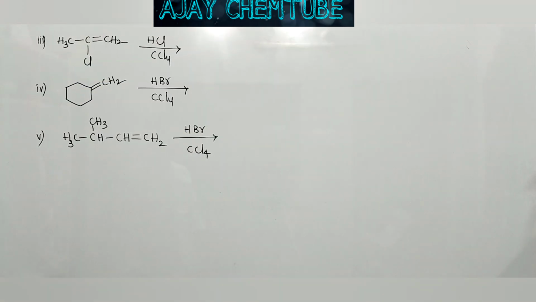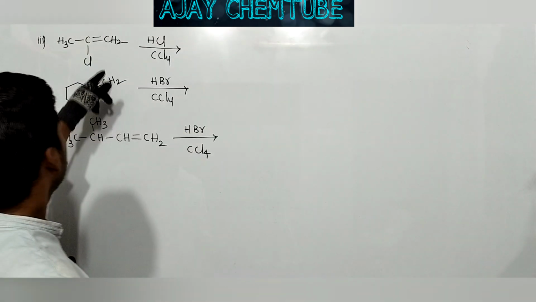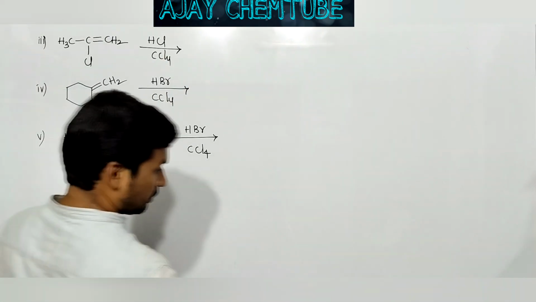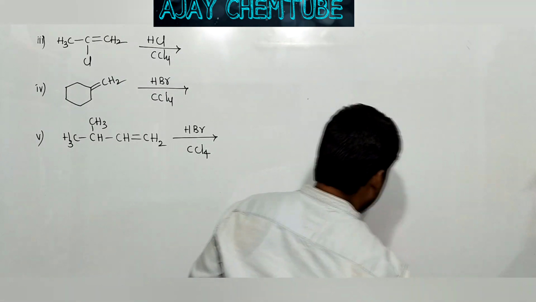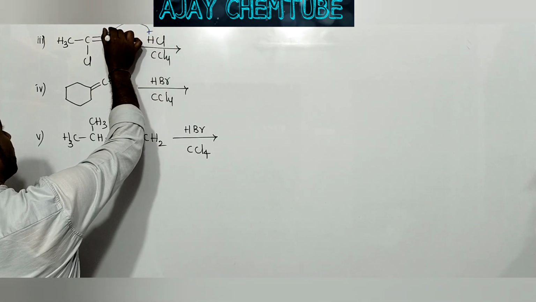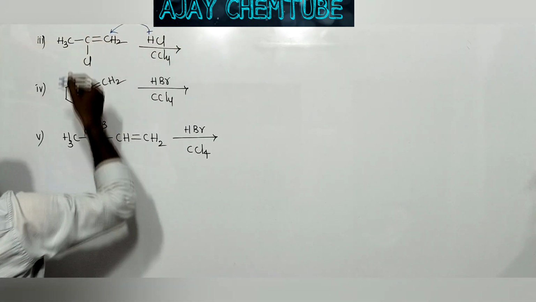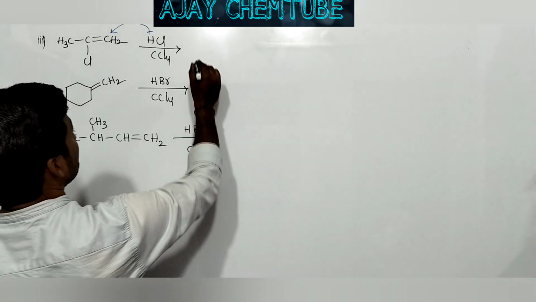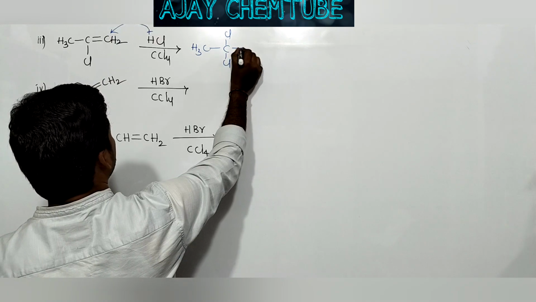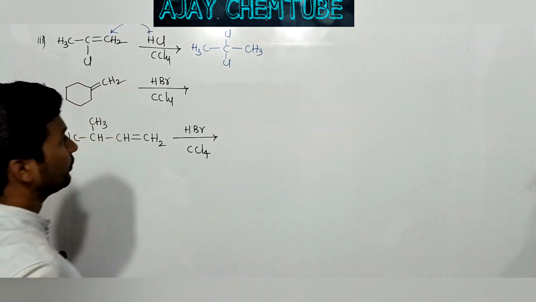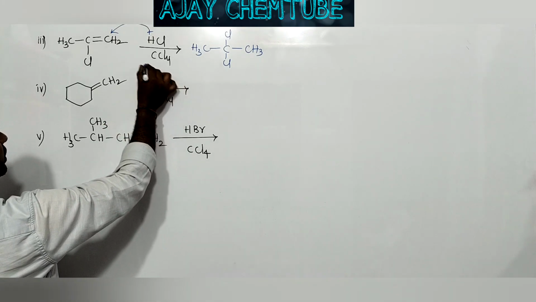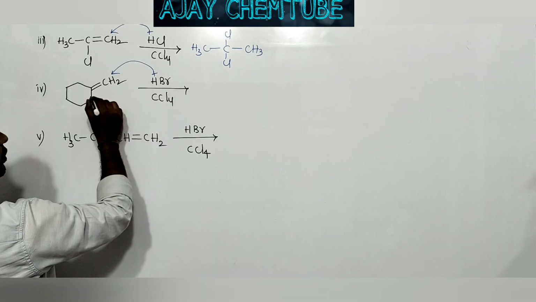Next, see these questions. Here, addition of HCl in a non-polar solvent. So here, what about H plus? H plus is the positive part. This positive part is attached to the double bonded carbon containing more hydrogen, and the halogen, that means chlorine, is attached there. So the product is CH3, here chlorine added. Here CH2 becomes CH3. That is the product.